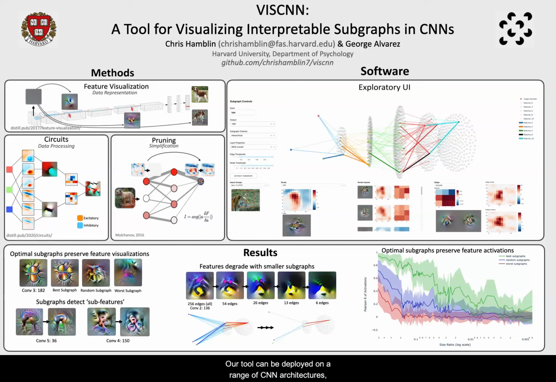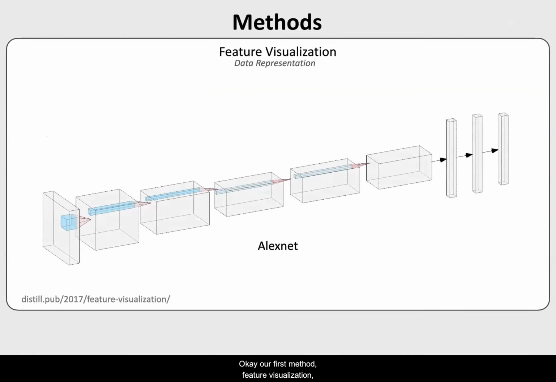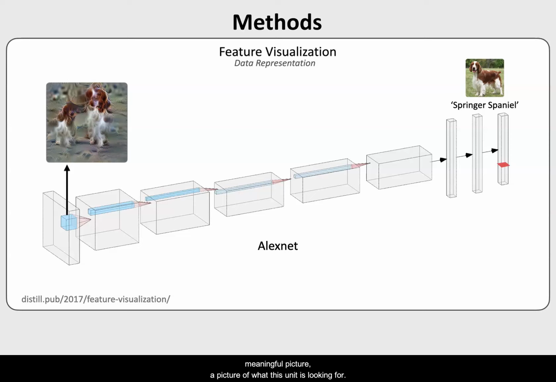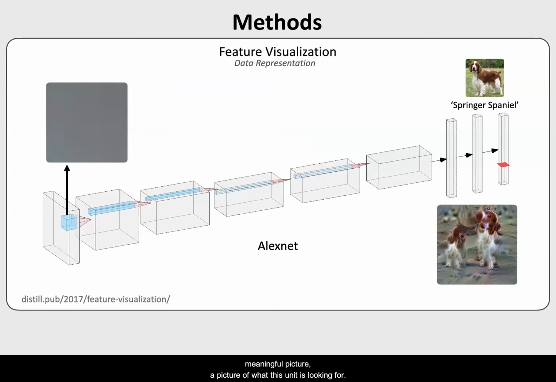Our tool can be deployed on a range of CNN architectures, but here we'll focus on AlexNet trained on ImageNet, regularized for sparse activations. Okay, our first method, feature visualization, concerns data representation. It tells us what features internal to our network are looking for. Take this classification layer unit meant to encode Springer Spaniel. With gradient descent, we can tune the pixels of a noise image to maximally fire this unit, resulting in a semantically meaningful picture, a picture of what this unit is looking for.